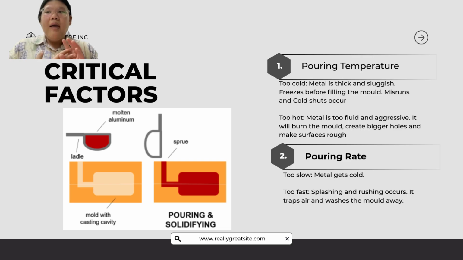Second, pouring rate. If you pour too slow, the metal will get cold faster, and hence it will be the same as what happens if the temperature is too cold. Misruns can happen, and unfilled cavities will occur. Secondly, if it's too fast, splashing and rushing occurs, which will ruin the sand casting, as the force or the velocity of the fluid molten metal is too fast and it will just ruin the sand casting.